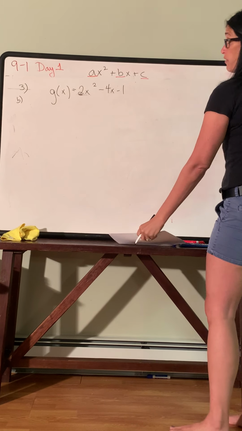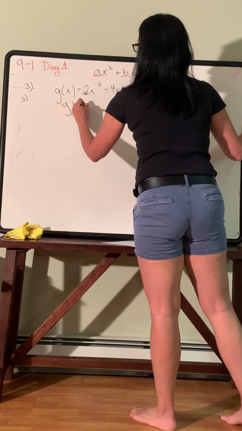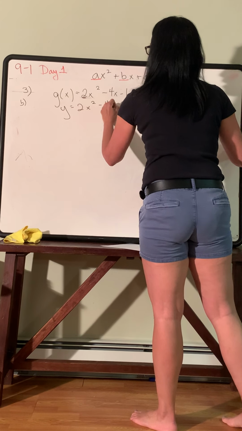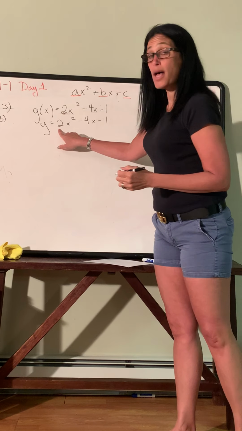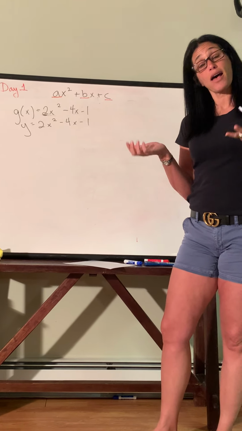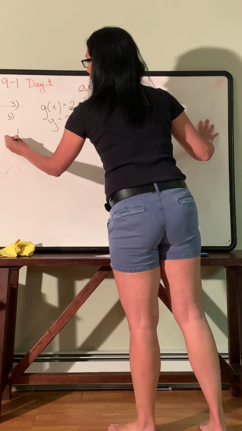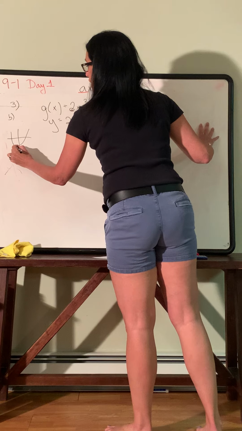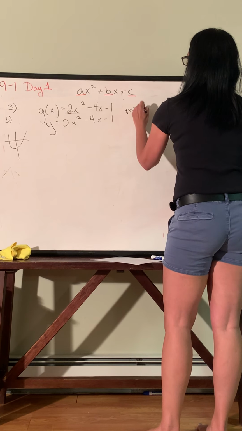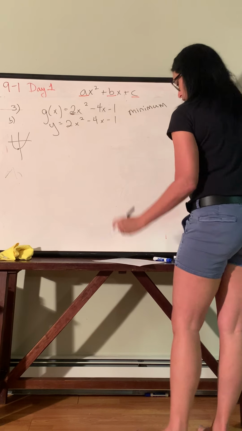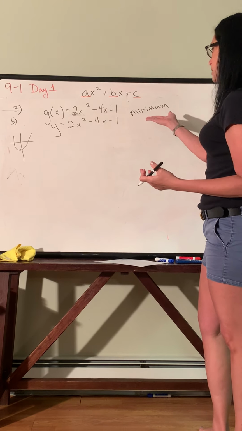Okay, so g of x doesn't mean anything other than changing it to a y. So y equals 2x squared minus 4x minus 1. Is it a maximum or a minimum? Since this is a positive, I'm going to think of positive as a smiley face, because that's a positive thing. So if I was graphing it and I had a smiley face, then that would mean that that's my lowest point, so this is a minimum.